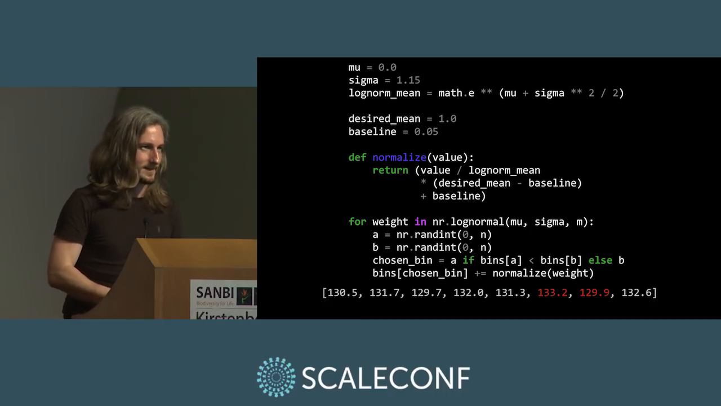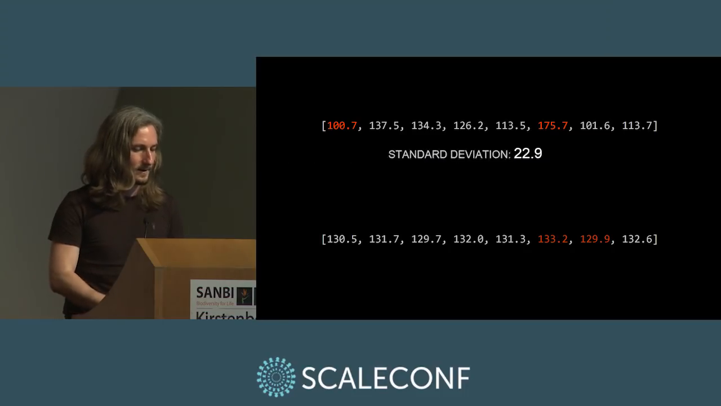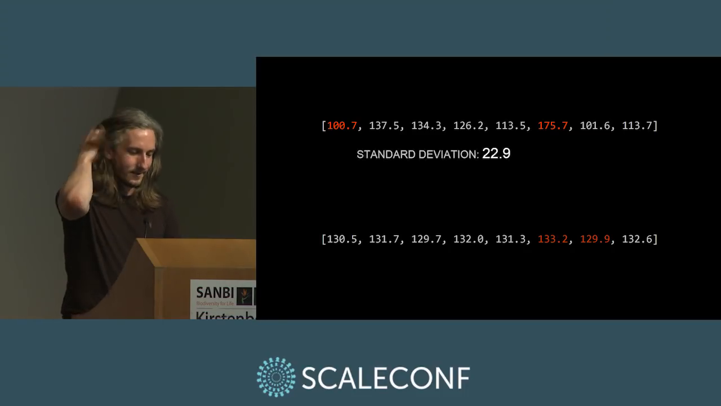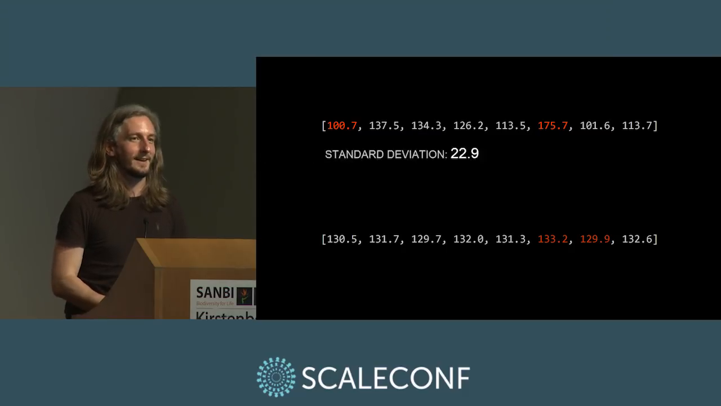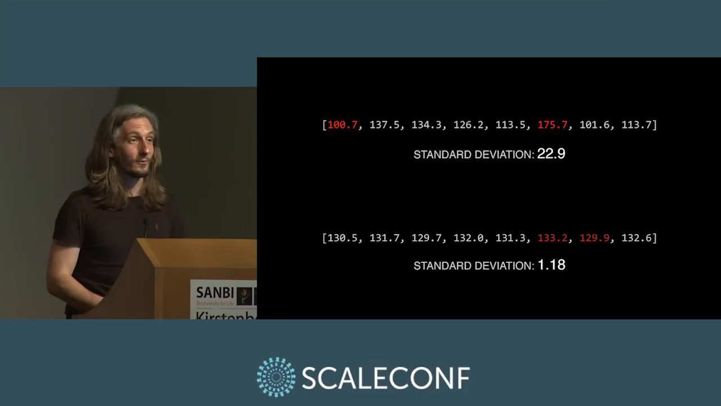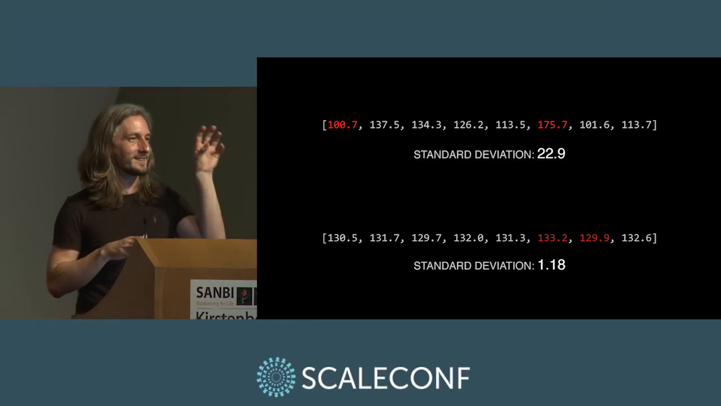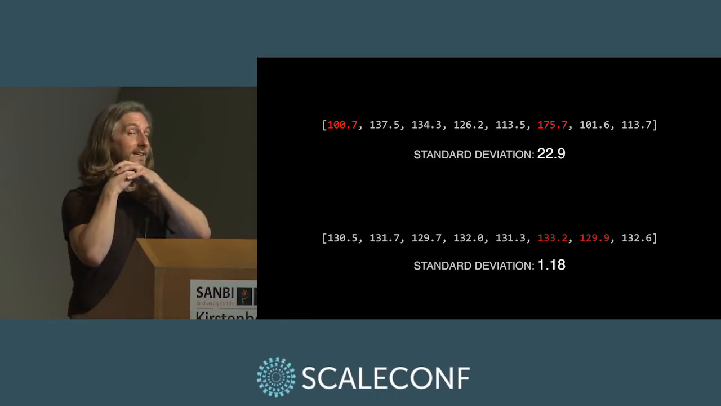So how much better is this, though? Well, we can actually quantify this. The standard deviation of our top one here is 22.9. The standard deviation of the bottom one is 1.18. And so it really is an exponential improvement. This is one of my favorite papers in the world, because it takes such a simple little concept and makes things so much better.